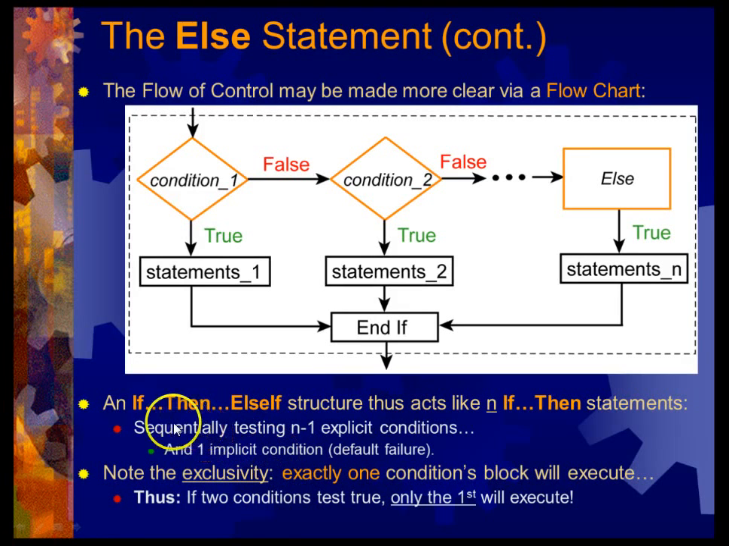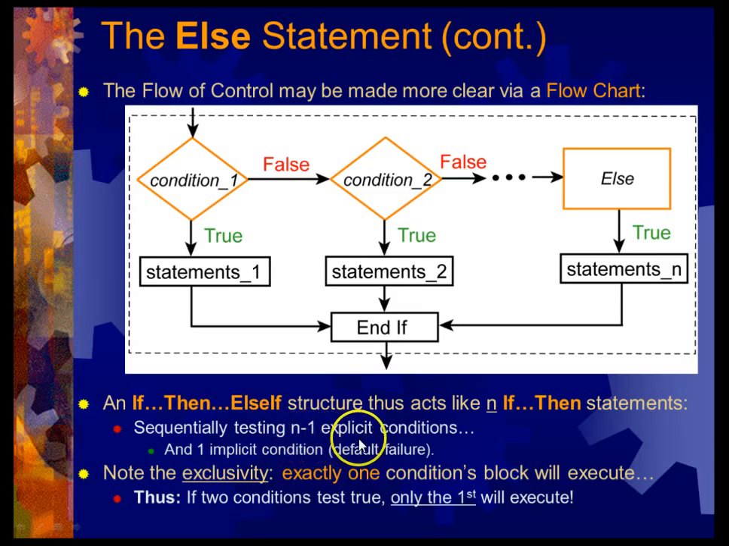So, and he says, an if-then-else-if structure thus acts like n if-then statements, right? So we can have, n means like many, right? Some number of if-then statements. So instead of having multiple if-then statements, we can have a single if-then-else-if statement, okay? That's the idea. Any question about that?